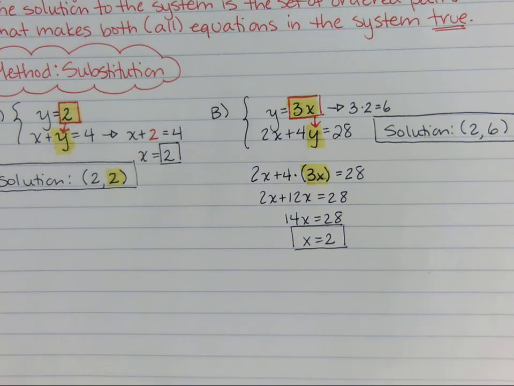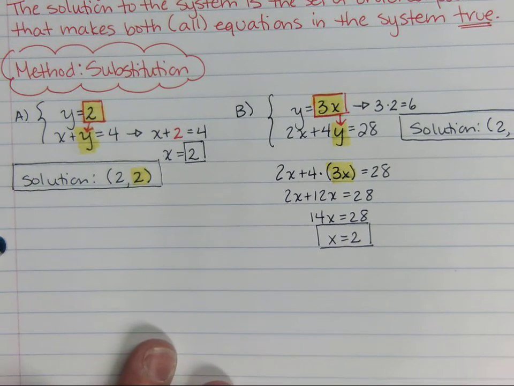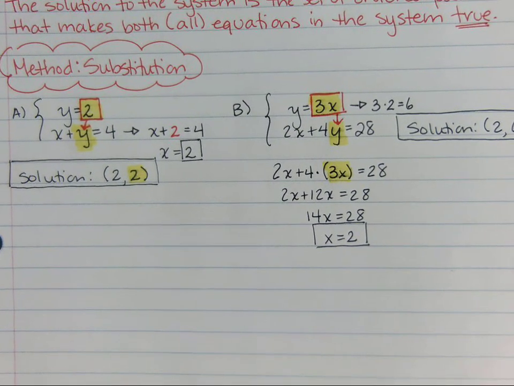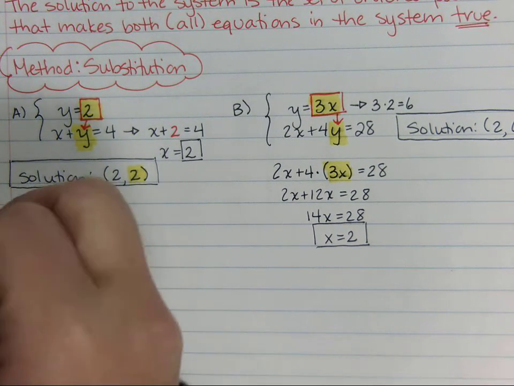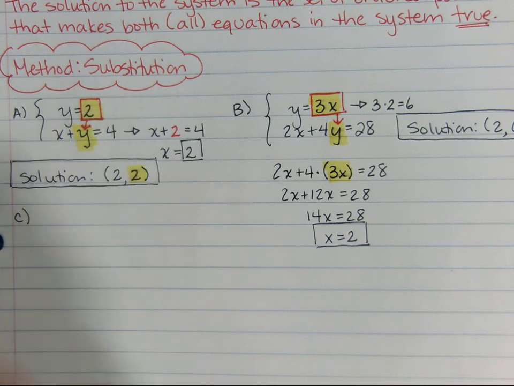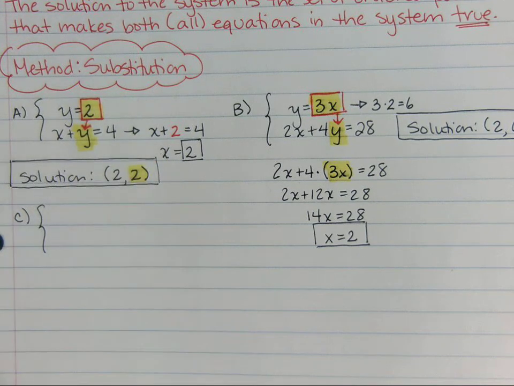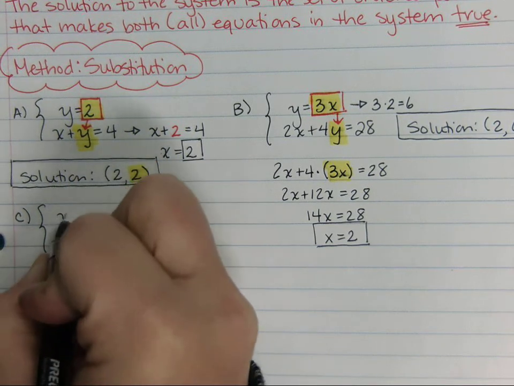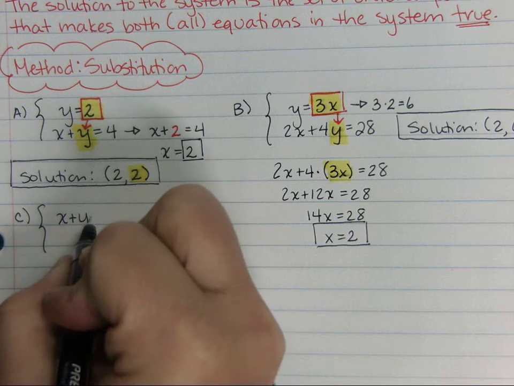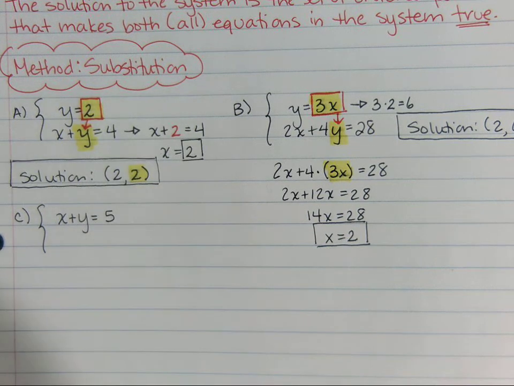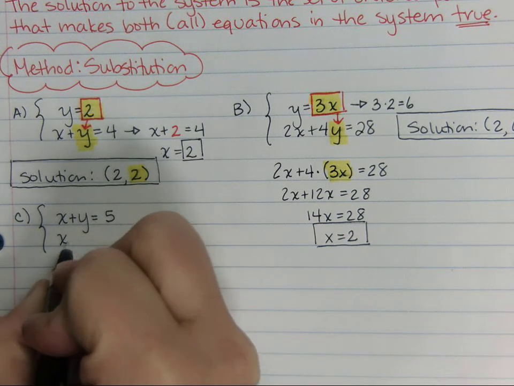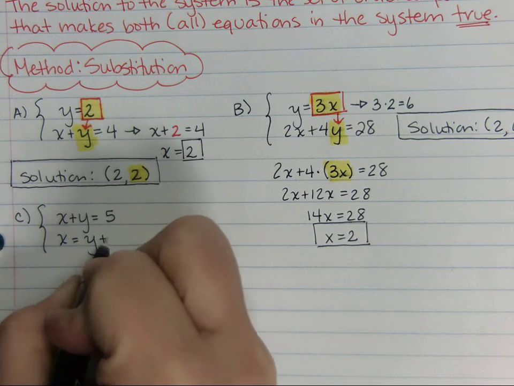And so as we start moving on, some of the examples are going to get more difficult, but it's going to be a variety of what you're going to see. So for example, let's look at the system x plus y equals 5 and x equals y plus 1.